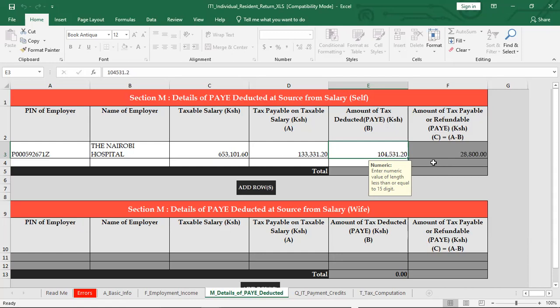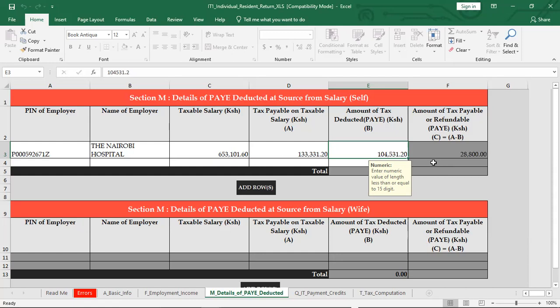Are you seeing the last column? Amount of tax payable or refundable, that is PAYE. So that is C. So to get C, you get A minus B. A, we have said, is tax payable. Then B, we have said this is the amount of tax deducted.